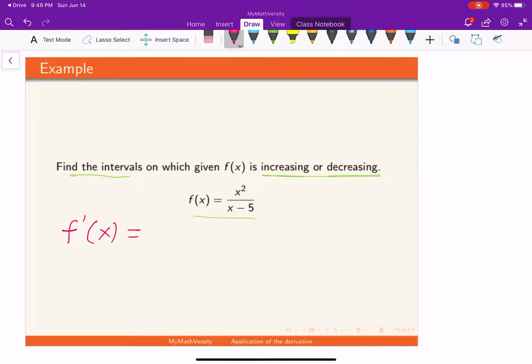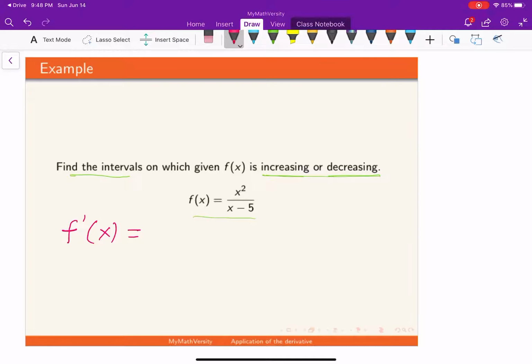So how can we find that? Since this function is in the quotient form, we can use the quotient rule. So how can we apply the quotient rule? If you don't know the quotient rule, again try to watch that video that is suggested here on the top right corner. Click on that and then watch that video. Otherwise, let's go ahead if you know the quotient rule. So how do you use it?